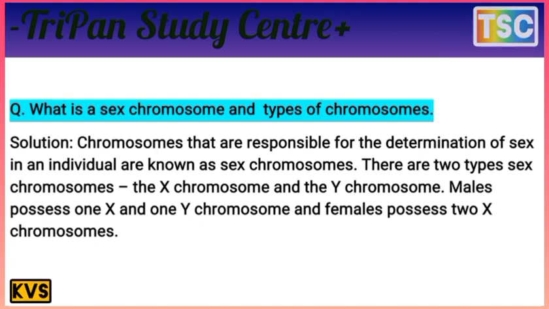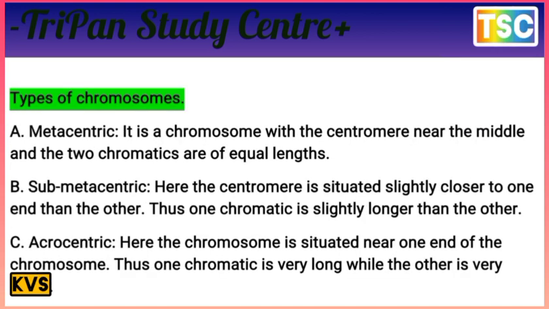Let's see the types of chromosomes, based on the position of the centromere. That's important. The first type is metacentric. It is a chromosome with the centromere near the middle and two chromatids of equal length.